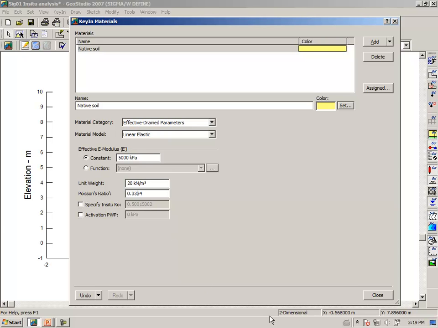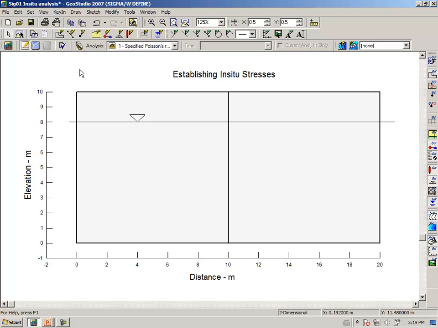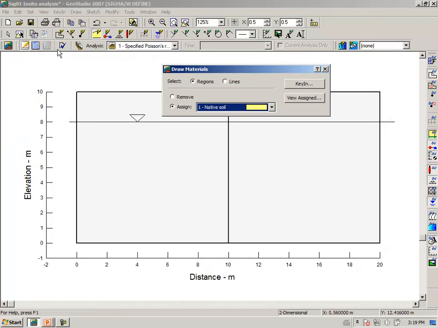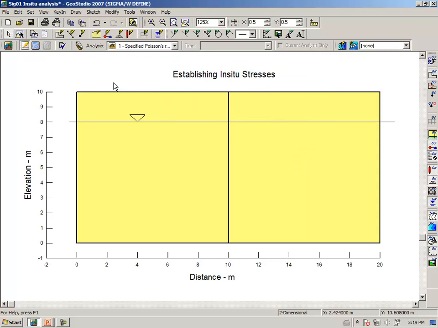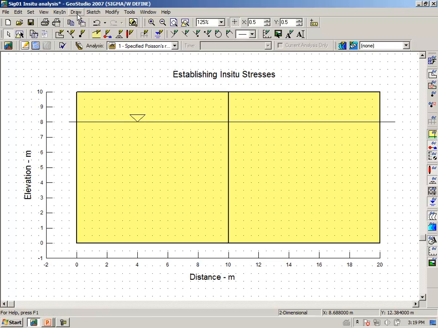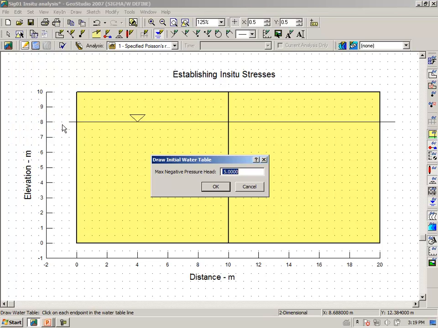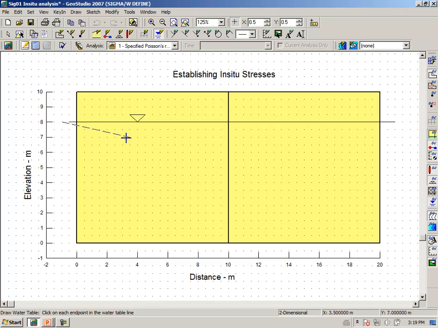So we have defined our material. Now we can say draw materials, and we will apply the material to a region. Secondly, we said that the initial pore water pressure comes from a water table. Turning on our snap to grid, we can say draw initial water table, and we will just accept the default for the negative pressure head and draw our water table at 2 meters below the ground surface.